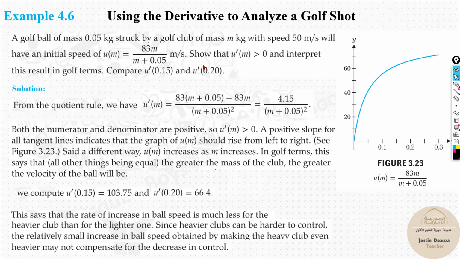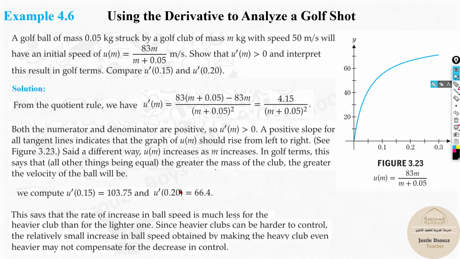Now, since they have told over here in terms of golf, you can read over here. See, the golf ball mass is the same, but the club, the one which is used to hit, that club mass is increased. As the mass increases, you can see the rate. This is the rate of increase in ball speed. This is what the speed of the ball is decreasing. Why? Because for a heavier club it's lower than the lighter club, because heavier clubs are harder to control relative to a small increase in the ball speed. Basically, if it's a heavy club, it's very hard to control, and that's the reason the speed reduces as the mass is more.